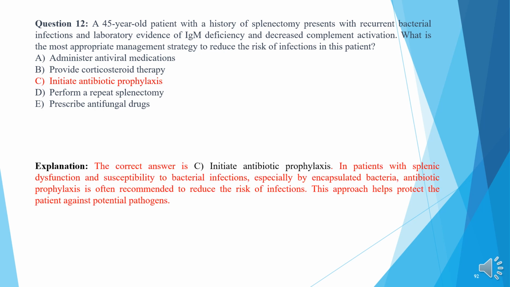Initiate antibiotic prophylaxis. In patients with splenic dysfunction and susceptibility to bacterial infections, especially by encapsulated bacteria, antibiotic prophylaxis is often recommended to reduce the risk of infections. This approach helps protect the patient against potential pathogens.